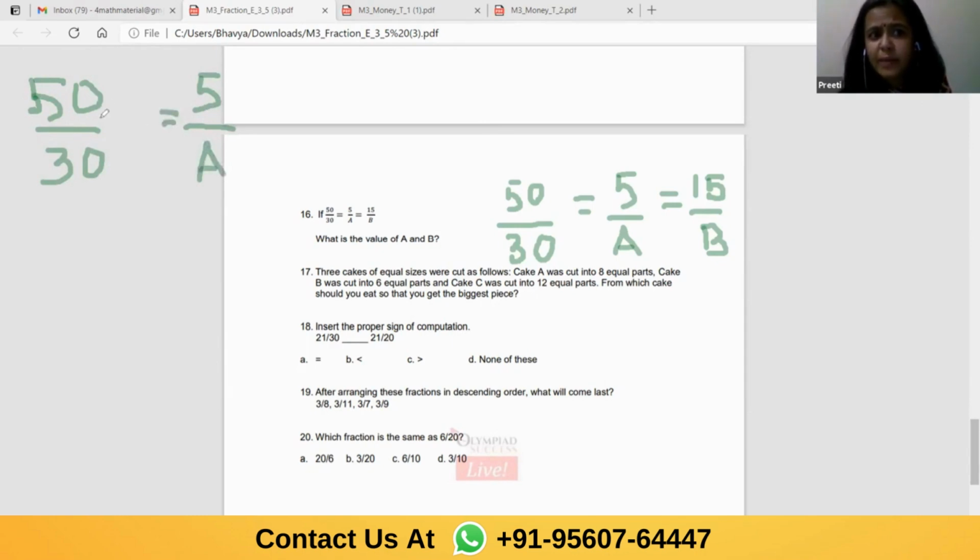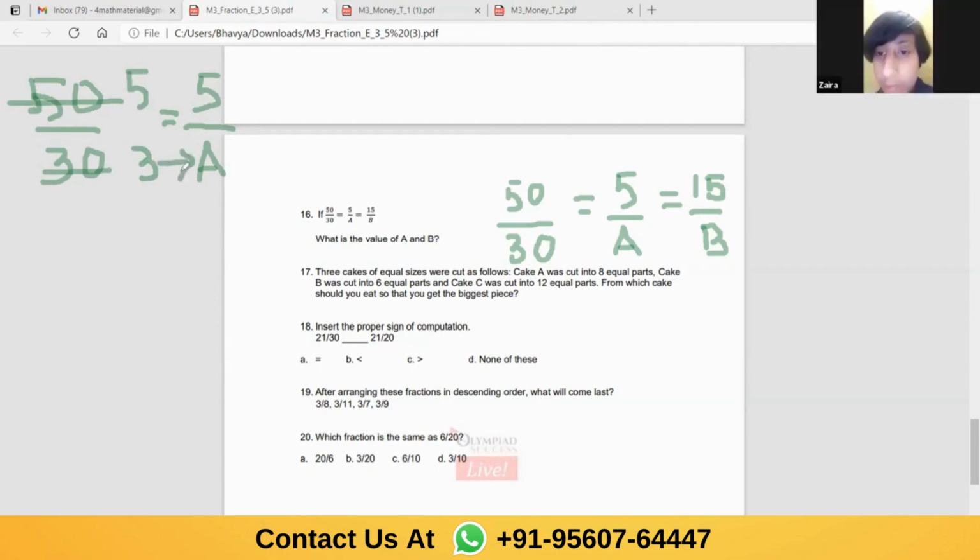So can I reduce by the table of 10? Yes, ma'am. I will get 5 here and 3 here. See, you got the value of A. It is 3. Easy? Yes, ma'am. When the fractions are equivalent, we can reduce them, or we can increase them.